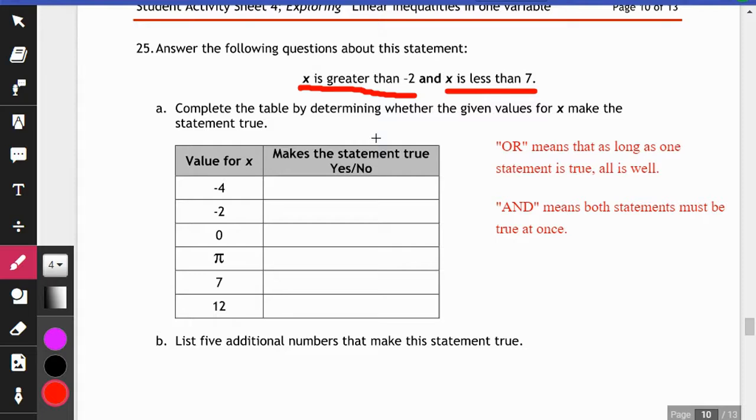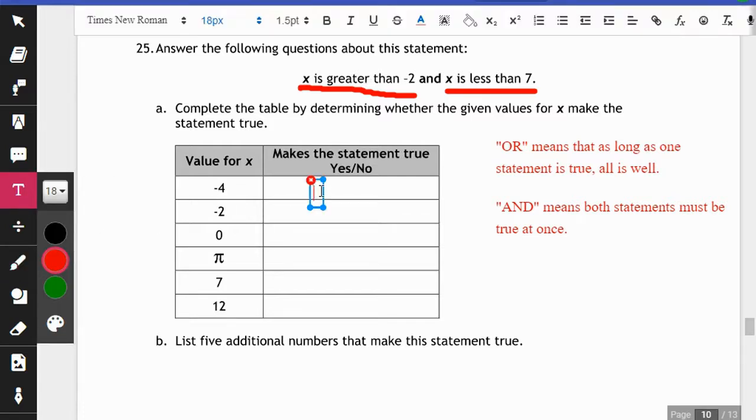Okay, so -4, it's less than 7, but it's not greater than -2, is it? No, so it doesn't count. It has to be both at once when it says and. Nope. What about -2? Well, -2 is less than 7, but it's not greater than -2. It's equal to -2, so that doesn't count.